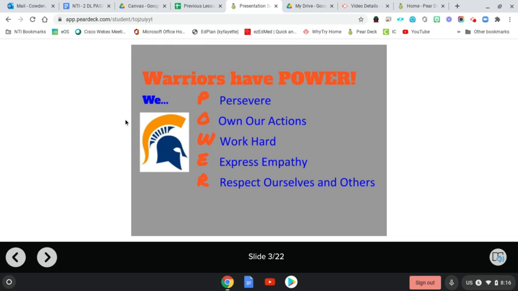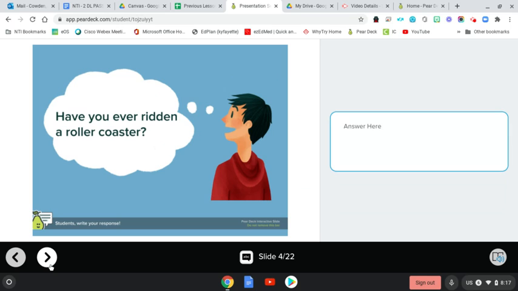All right, so remember our expectations at Wimburn are: warriors have the power. So we have the power to persevere, own our own actions, work hard, express empathy, respect ourselves and others.